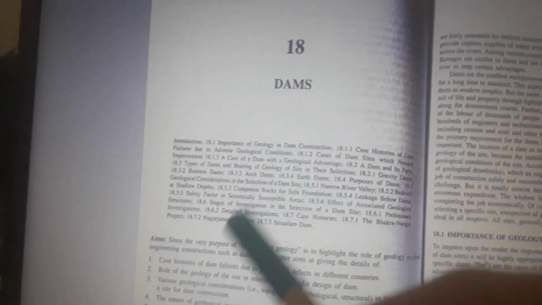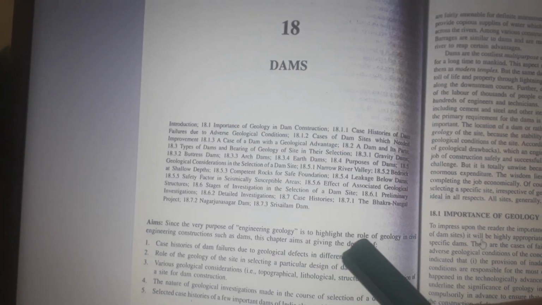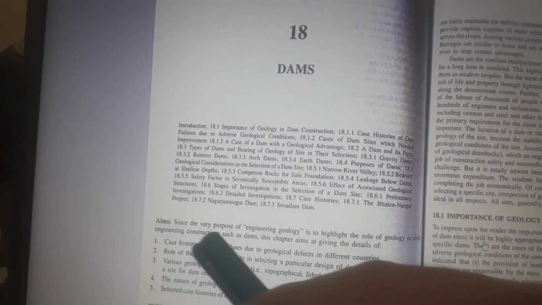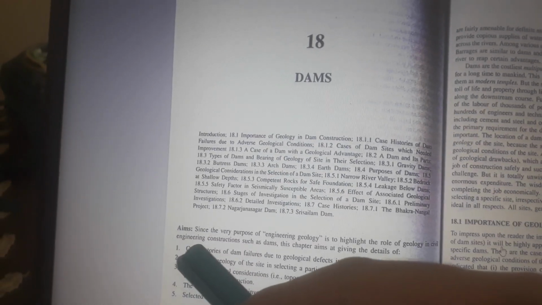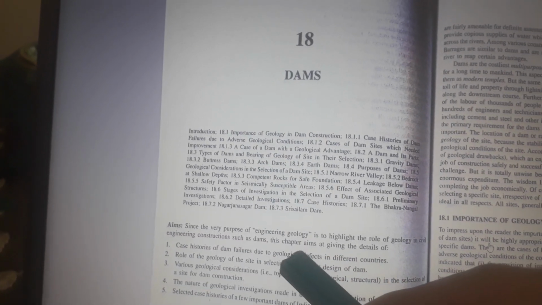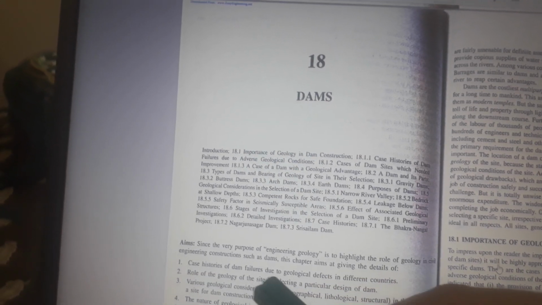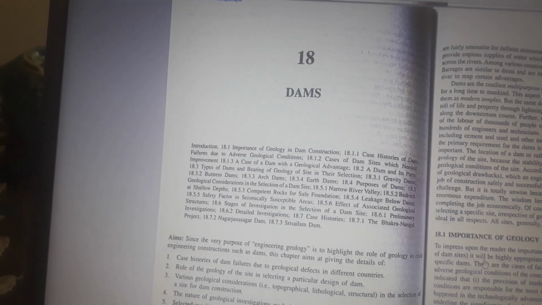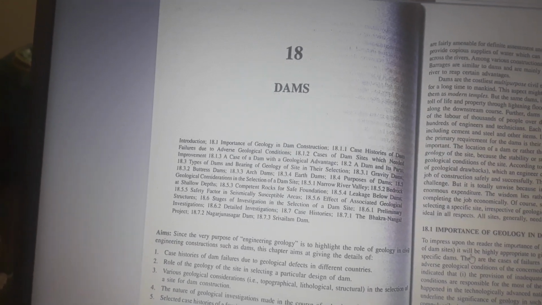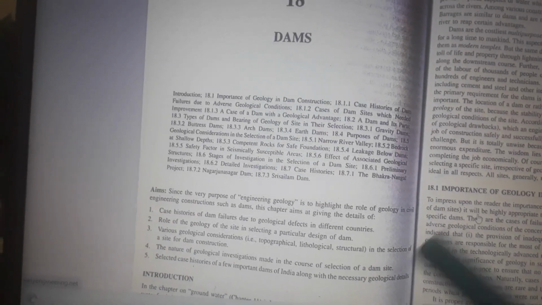Chapter 18, Dams. Aims. Since the very purpose of engineering geology is to highlight the role of geology in civil engineering considerations such as dams, this chapter aims at giving details of case histories of dam failures due to geological defects in different countries, the role of geological insight in selecting a particular design of dam, and selected case histories of a few important dams of India along with necessary geological details.